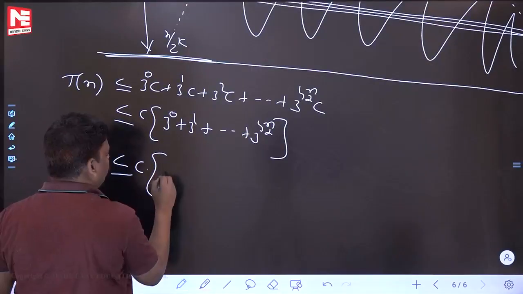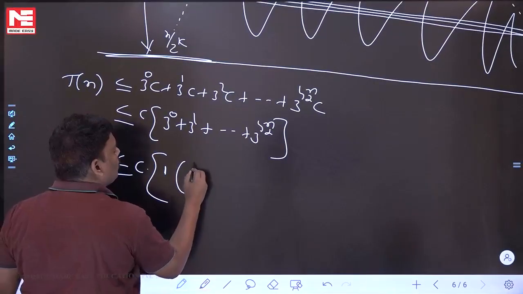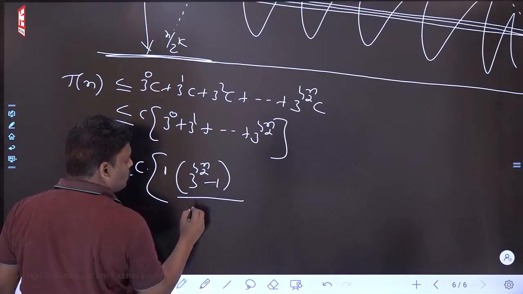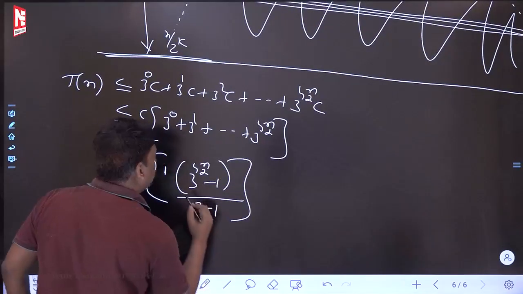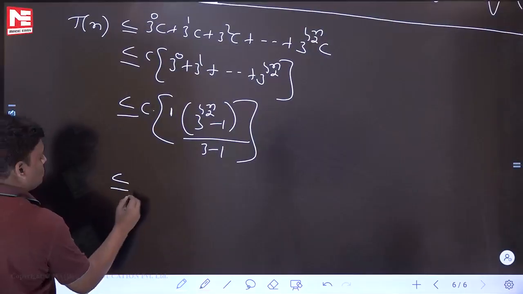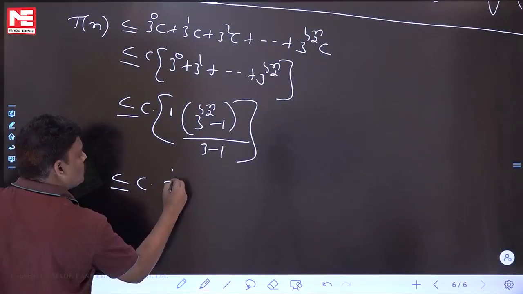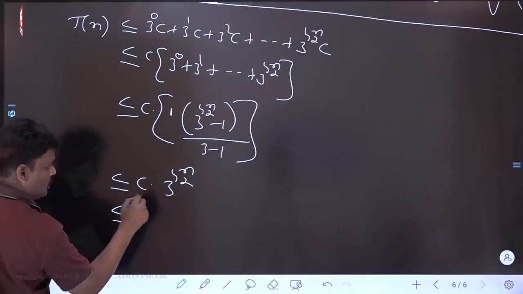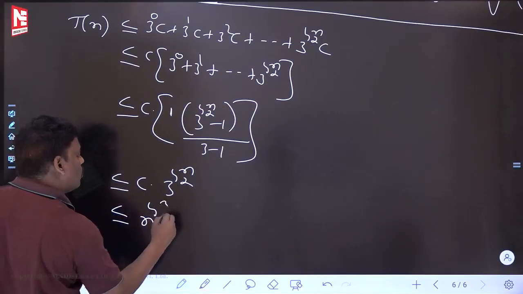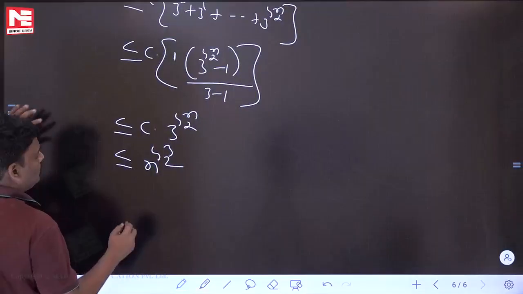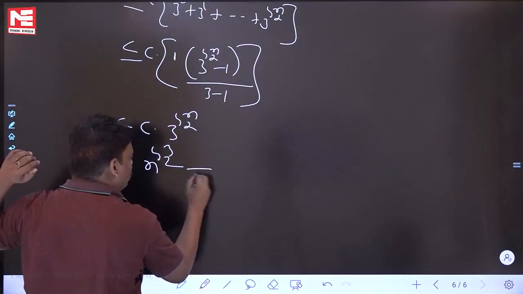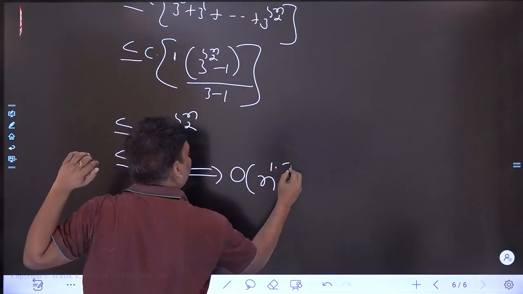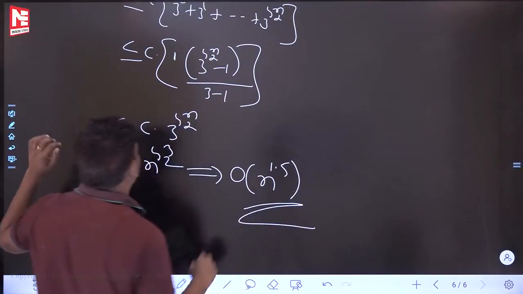What is the answer? a into r power, how many times, 3 power log n base 2, minus 1 by r minus 1. Minus 1 plus 1, don't bother. This is going to be less than or equal to some c into the bigger function. What is the answer? 3 power log n base 2, which goes to, forgetting about c, n power log 3 base 2. Log 3 base 2 is 1.5. So this is Big O of n power 1.5. This is the answer.